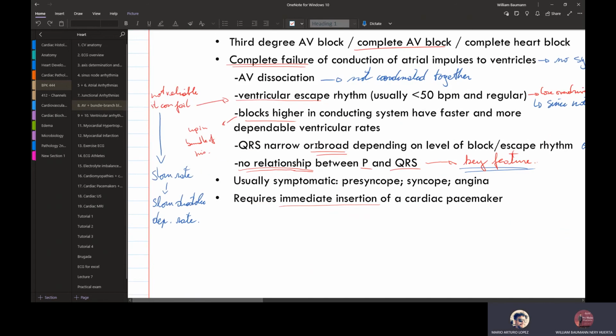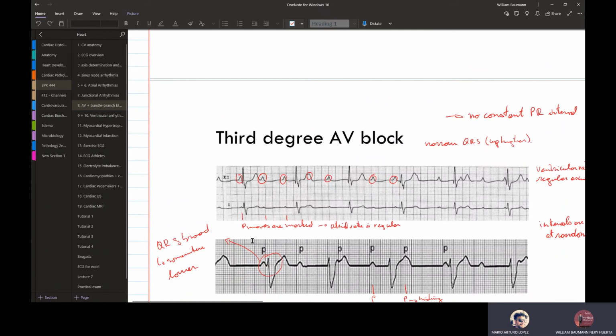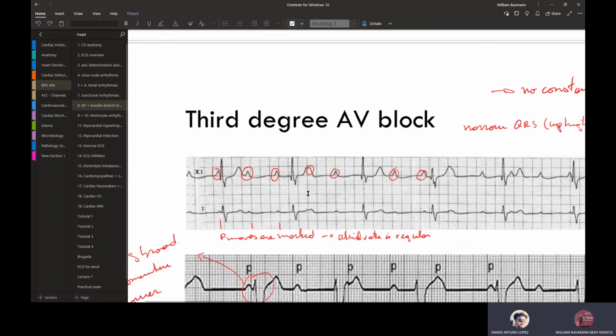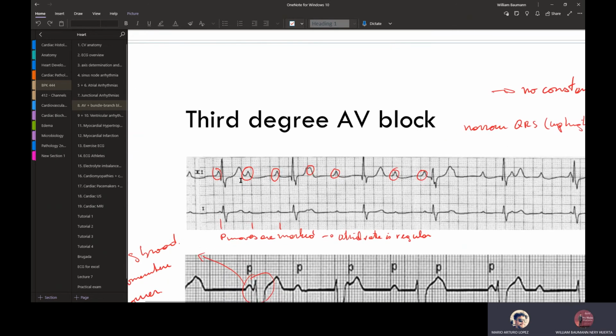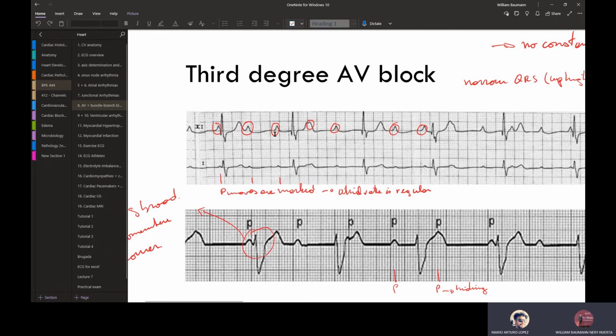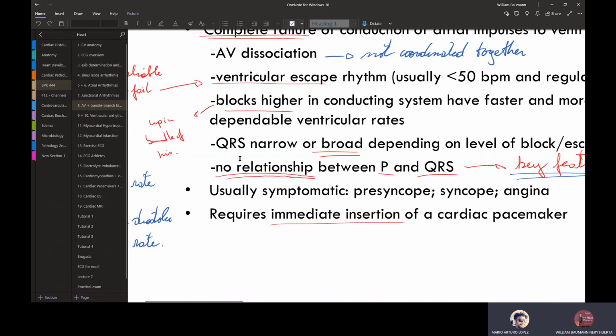Okay. And this is what you see. So no constant PR interval. And the QRS, oh, in this case, oh no, it's not narrow. It should not be narrow. It should be wide. And we see how wide it is. Okay. So we see the P wave here. We see the P wave here. The P wave inside the interval, inside here. All right. How do we know the difference? The key feature is no relationship between the P and the QRS.